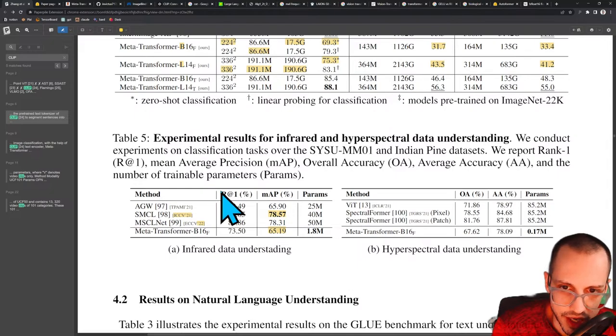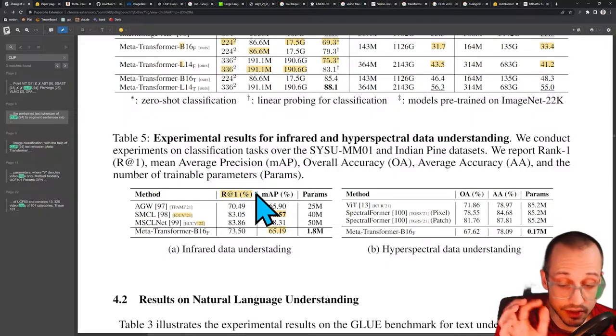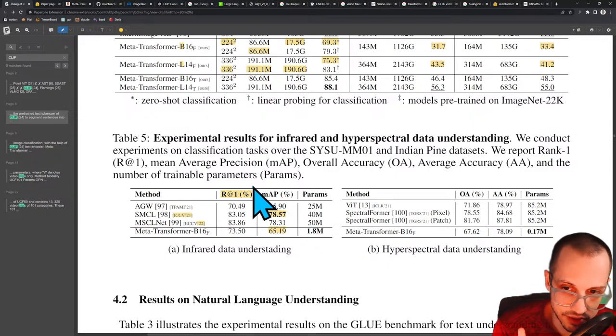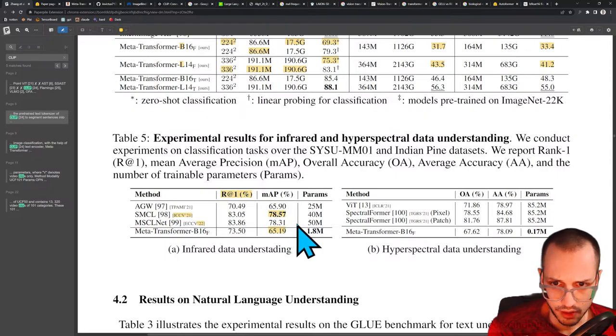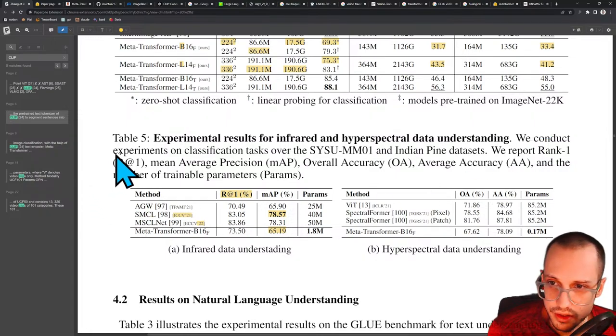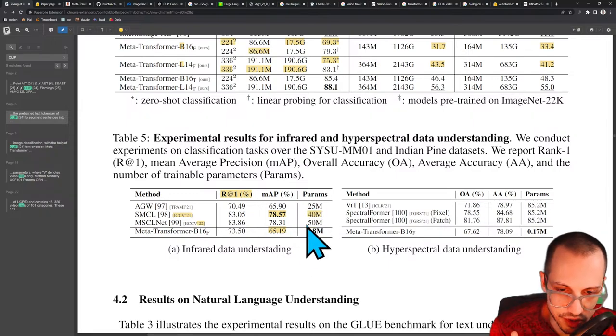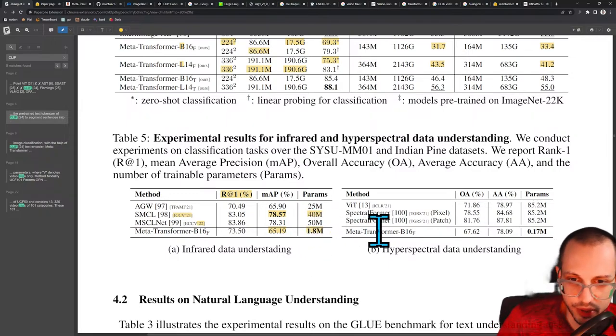This is probably R at 1, which basically means it has to get it correct. Or maybe not, rank 1, R at 1. Mean average precision, overall accuracy, average accuracy, and the number of trainable parameters. I guess maybe I'm being unfair here because this model is way huger. You got 40 million parameters versus 1.8 million.